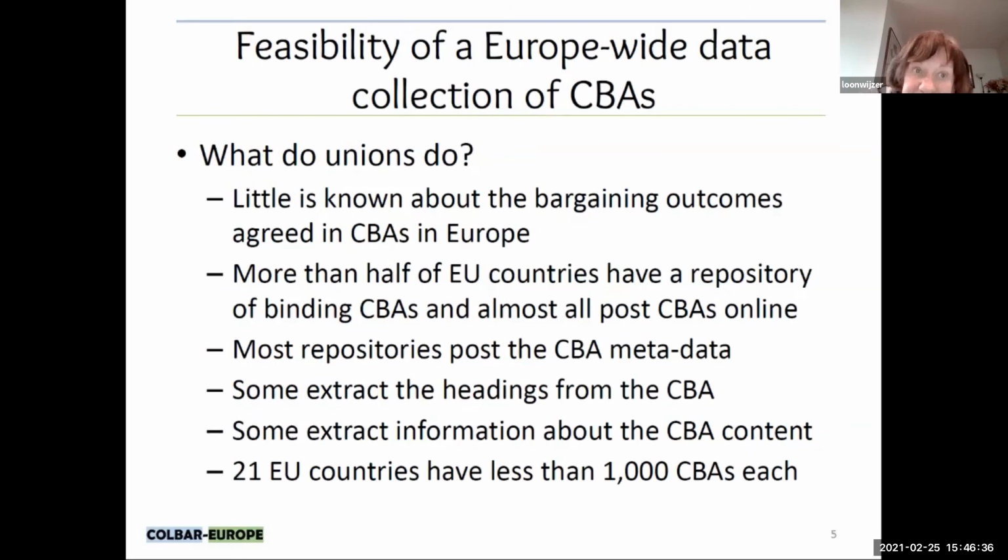Is it feasible to make a European-wide data collection of collective agreements? So far, there is no such thing. Whereas the theory assumes that wages and working hours are set in collective bargaining, in the European Union and in the wider Europe, we don't know what is agreed across Europe. So can there be any coding system thought of that we can code collective bargaining agreements across Europe?